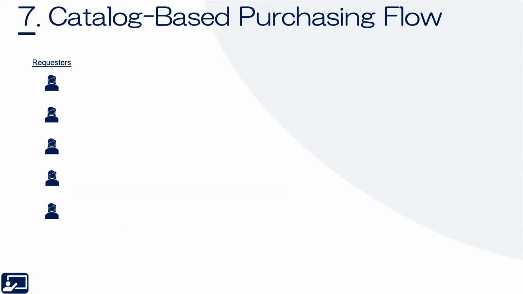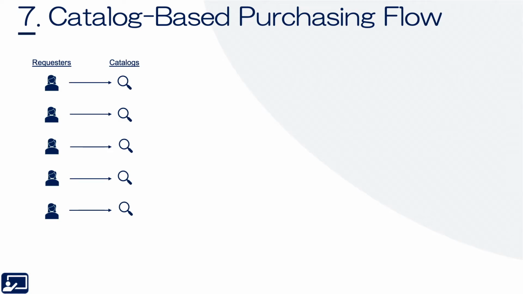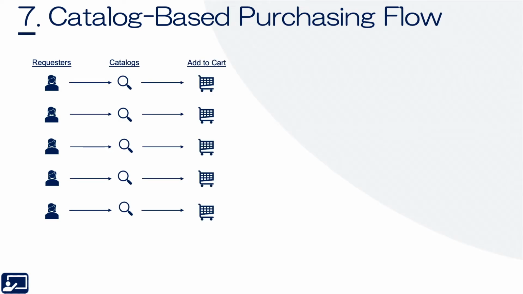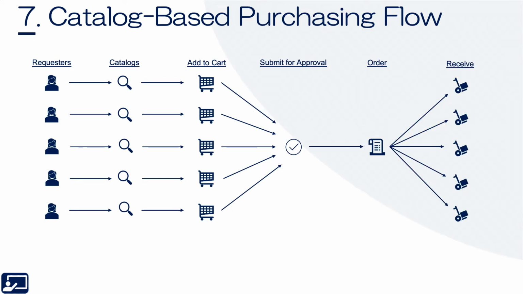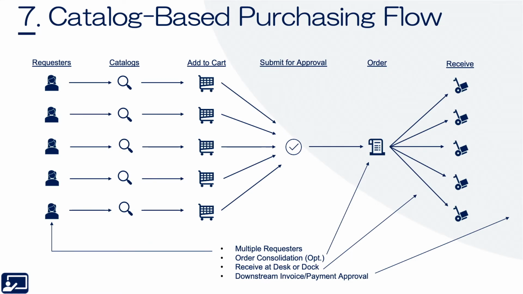Now let's take a look at the catalog-based purchasing flow. So I have a series of different requesters, 5 in this case. They may search through catalogs, they may add to their own individual carts, but then they submit those carts for approval. In this little example, they all come to the same person or role for approval. Those then get consolidated, this is an optional feature, into one or more purchase orders. Those purchase orders get filled, and then each of those different requesters in this example are doing desktop receiving. Notice multiple requesters, order consolidation, receive at desk or dock, and then downstream invoice and payment.